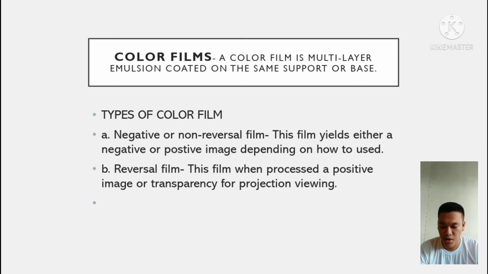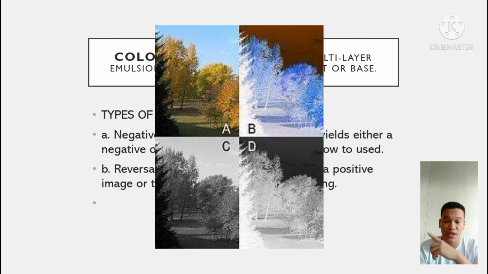So let's proceed to negative or non-reversal film. The suffix color is given to negative or non-reversal film. This film yields either a negative or positive image depending on how it is used. Examples are Kodacolor, Fujicolor, and Agfacolor, etc. So the picture is an example of negative or non-reversal film.